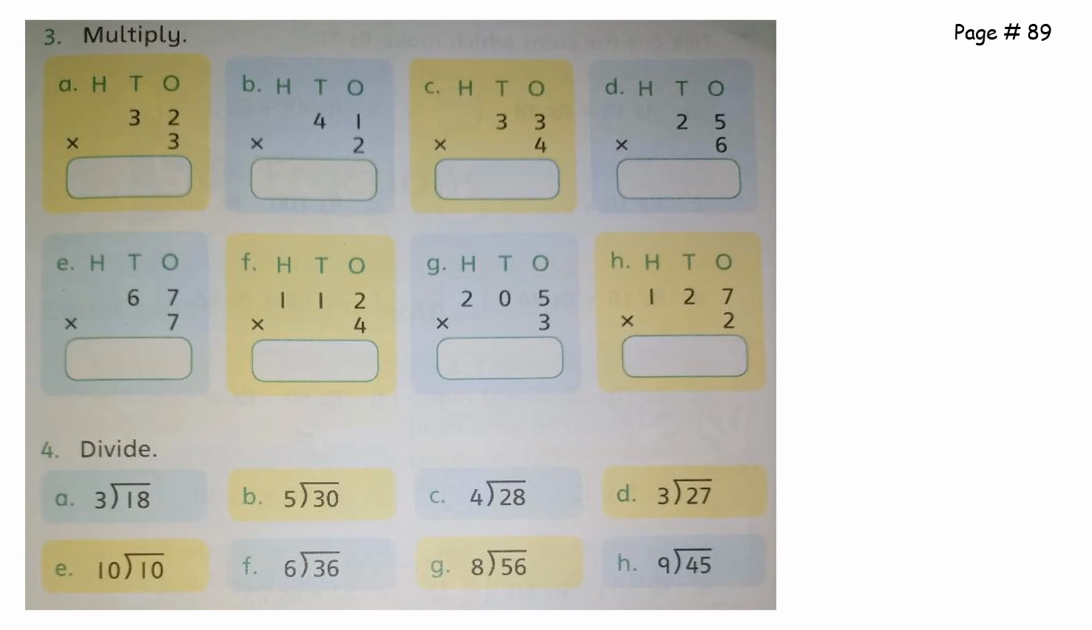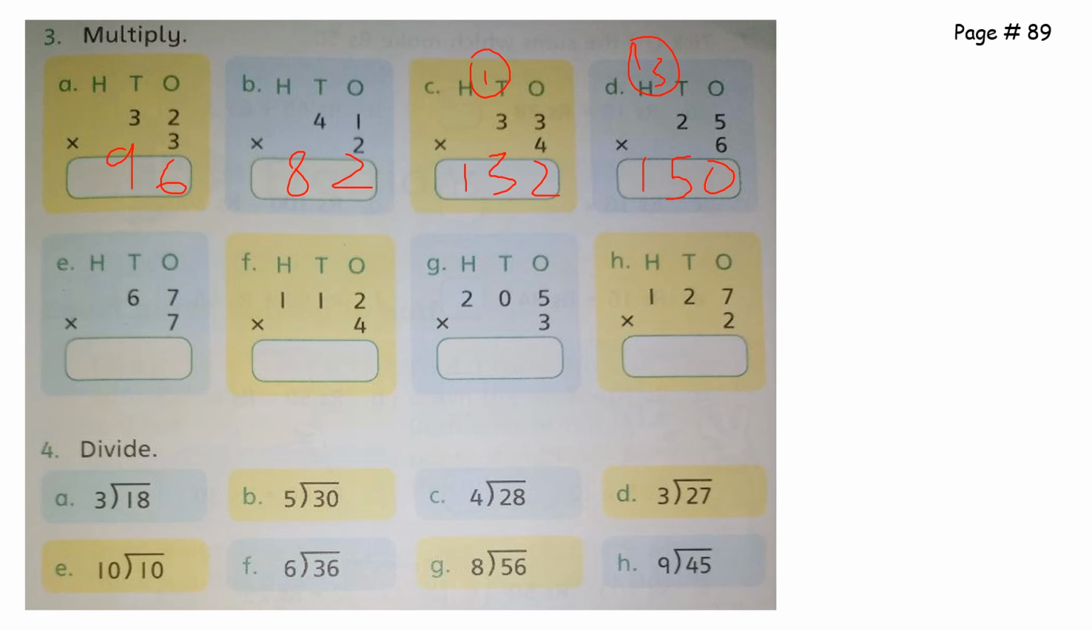Now on page number 89, question number 3. 3 twos are 6, 3 threes are 9. We have done this before because it is a review exercise. 2 ones are 2, 4 twos are 8, 4 threes are 12, 1 carry, 4 threes are 12 plus 1, 13, 6 fives are 30, 3 carry, 6 twos are 12 and 12 plus 3 is 15.